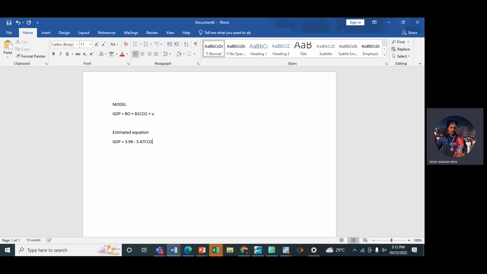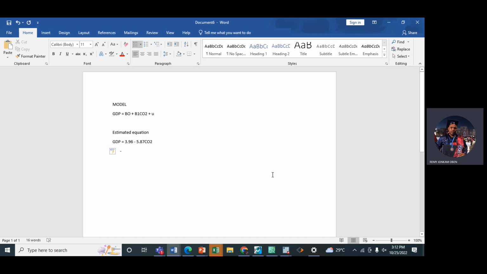So you discover that we have our estimated equation, and we have to delete this error term. Once you write your estimated equation, you no longer include the error term. So this is our estimated equation. Now we can interpret this. Since we have these coefficients, we can now explain how carbon dioxide affects GDP. So how do we interpret it? By the way, it is level because there is no log here, and carbon dioxide has no log.